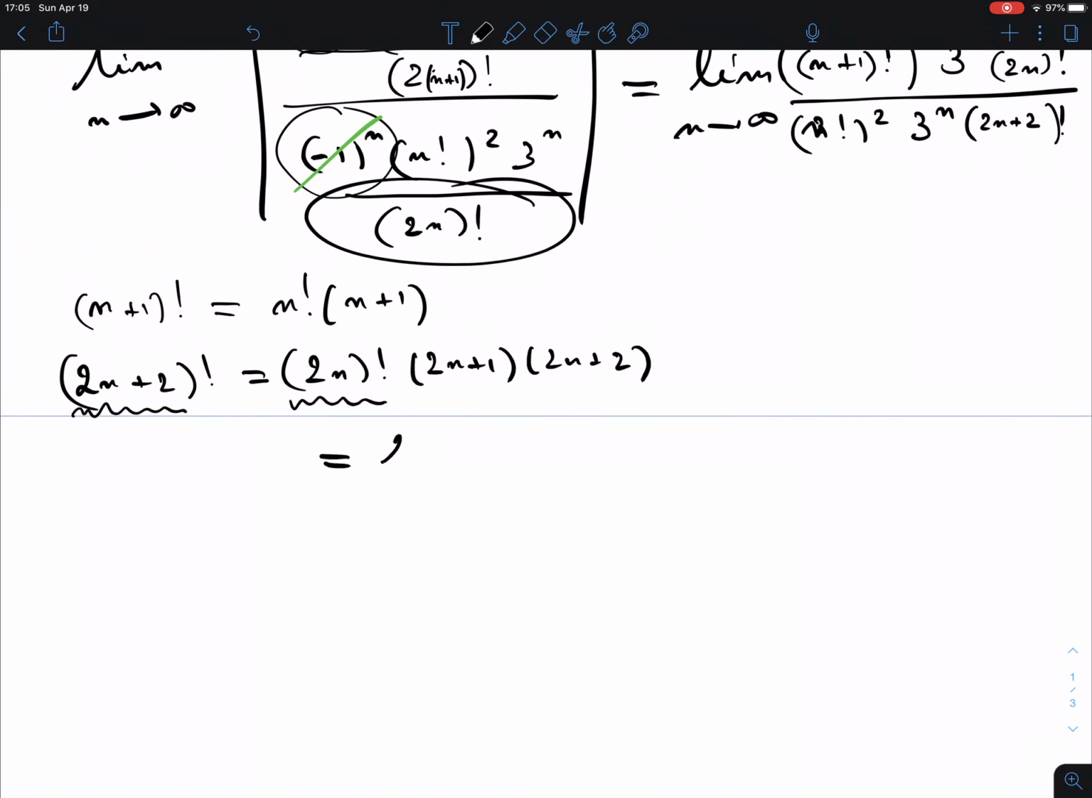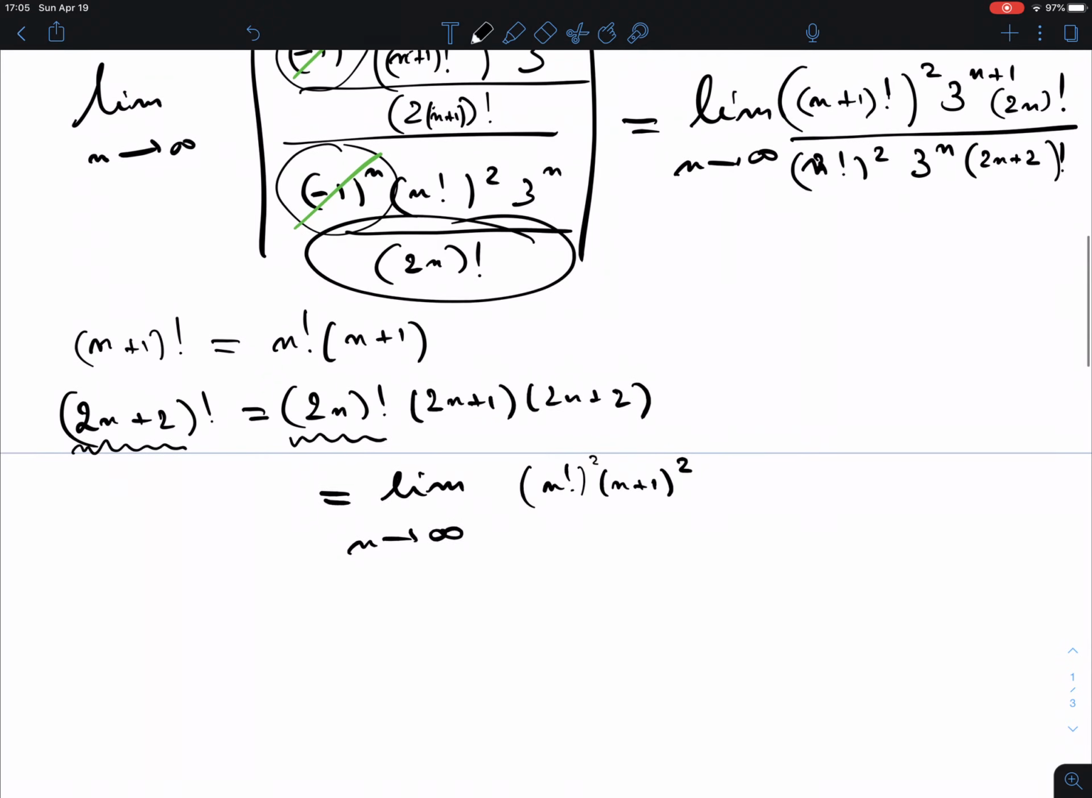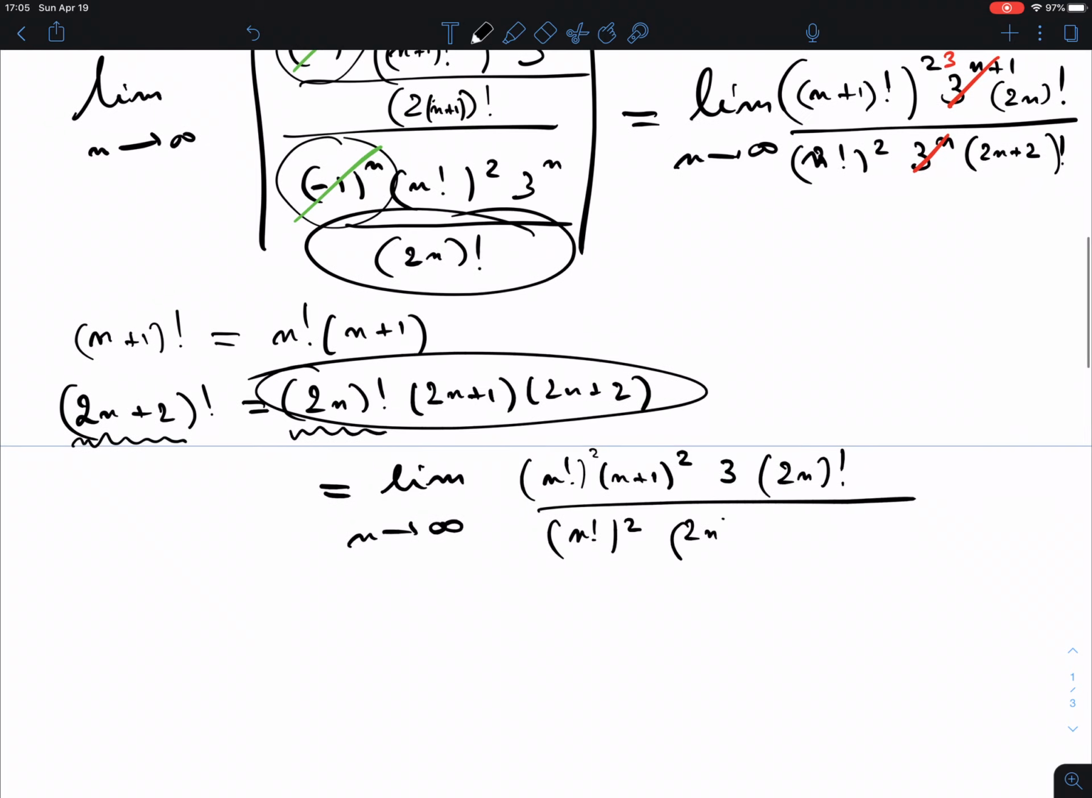I'm going to do just a lot of things, so I don't want to squeeze them. The (n plus 1) factorial is n factorial times (n plus 1), squared. So I'm squaring each separately, that's fine. Then the power is 3 here. The highest power is on top, so we have a 3 here. And then we have the (2n) factorial here. In the bottom, we have the (n factorial) squared. The 3 to the n is gone.